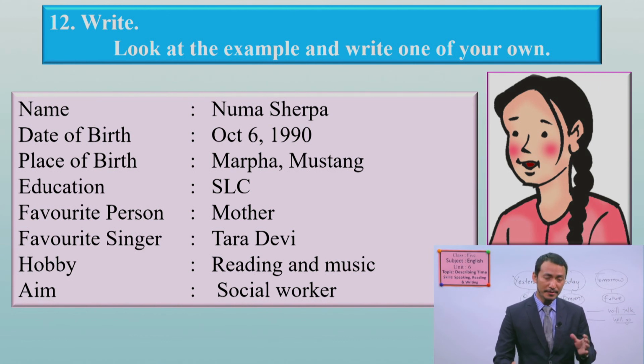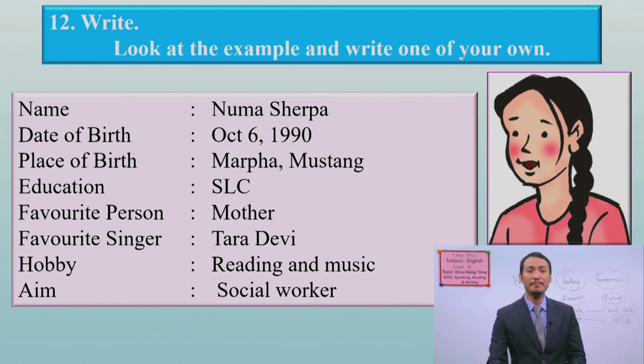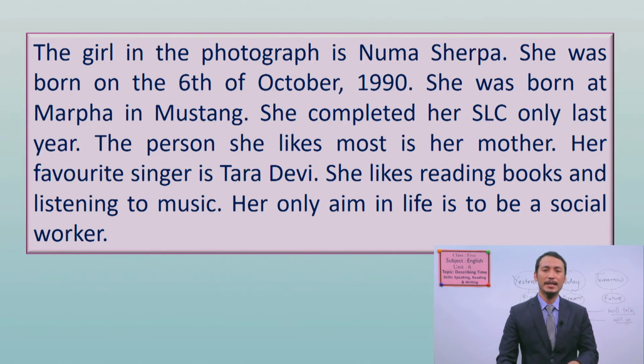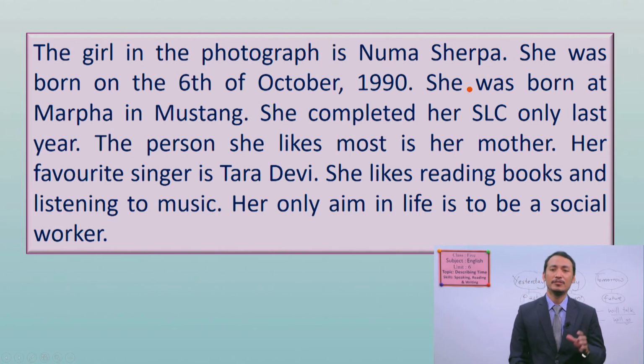Okay, for this information we have an example about a person's description in the past. Let's see here what is there about Numa Sherpa. Let me read it for you. The girl in the photograph is Numa Sherpa. She was born on the 6th of October 1990. She was born at Marfa in Mustang.